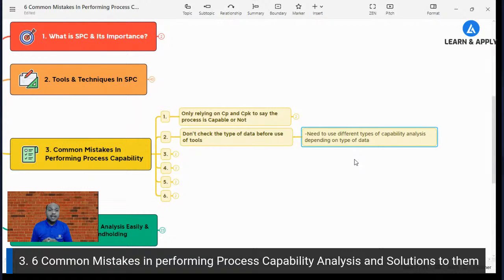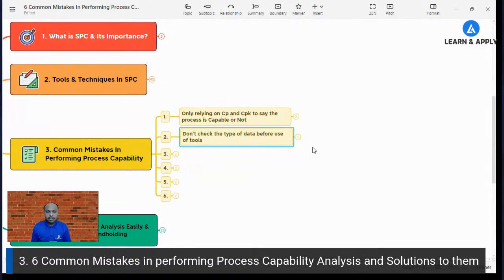Now, again, why? Because I have explained during the tools and techniques in SPC, as a part of the second section of today's topic, that based on the type of data, we need to select different capability analysis options. If our data is fitting the normal distribution, we need to use the normal capability analysis. If our data is not following the normal distribution, then we need to check which distribution our data is a good fit for. And according to that, we need to select the non-normal capability analysis for that distribution. So this is the second mistake and the solution for this. This is very important, and please make a note of it, because these are the common mistakes that I have seen professionals making in their daily life.